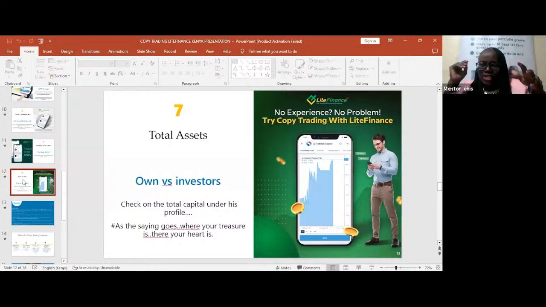There is a saying that goes, where your treasure is, there your heart is. If you're to choose who to copy, you will consider someone who has his own assets and other people under him. Because when someone has his own assets, and people are copying you, those who are following you have some trust in you. There is some assurance that their funds are in safe hands, because this person trading these assets has his own percentage in. This person will trade vigilantly.